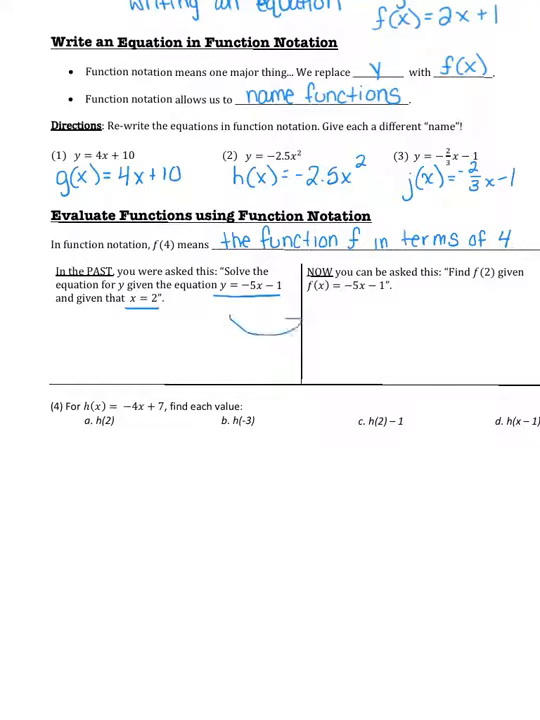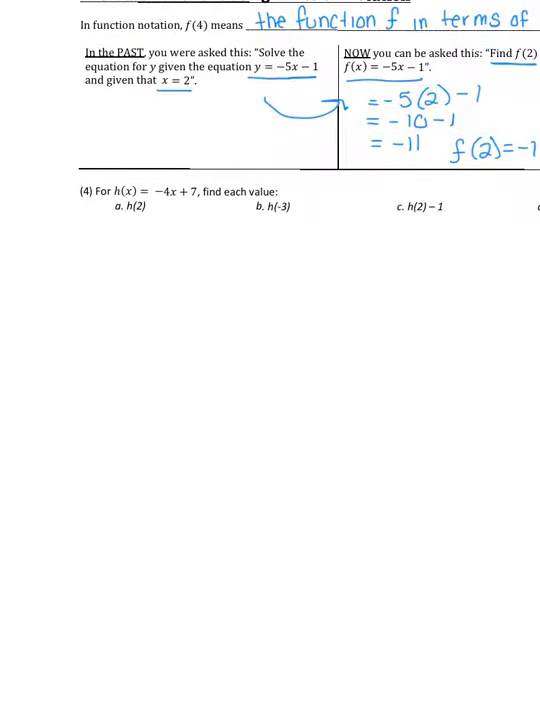So in this example over here, it says find f of 2. So find the function f for when x is 2. That's how you would read that, given that equation. What I would do is replace x with 2, and solve. That would give me negative 10 minus 1, and so my outcome is negative 11. So I would say the function f for when x is 2, I get out negative 11. So let's look at a few more examples below.